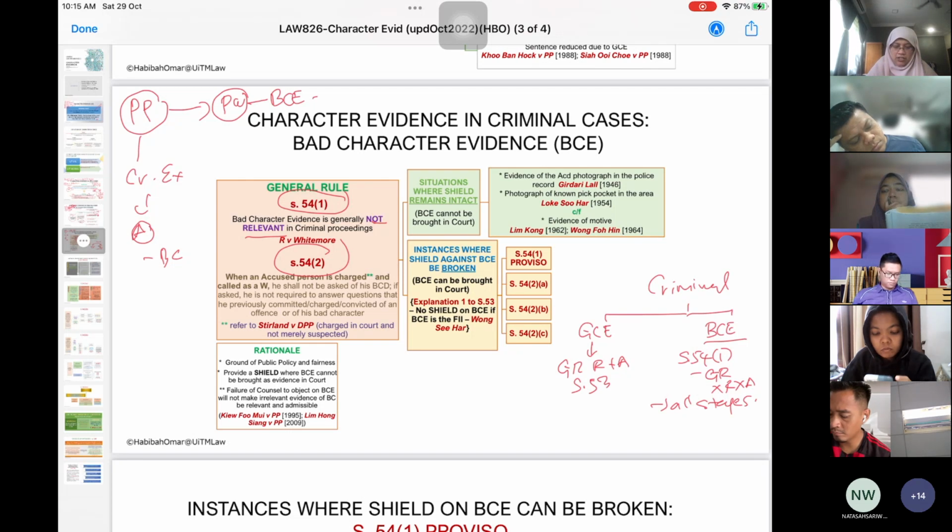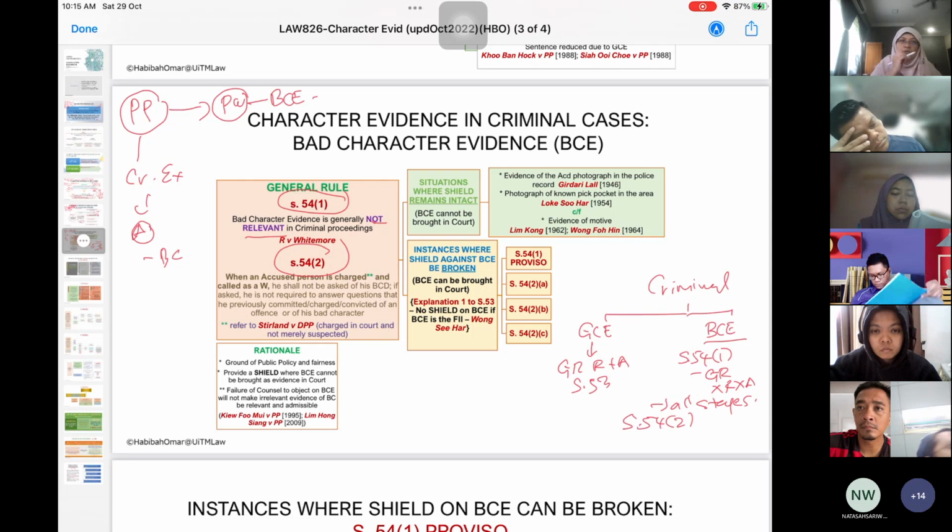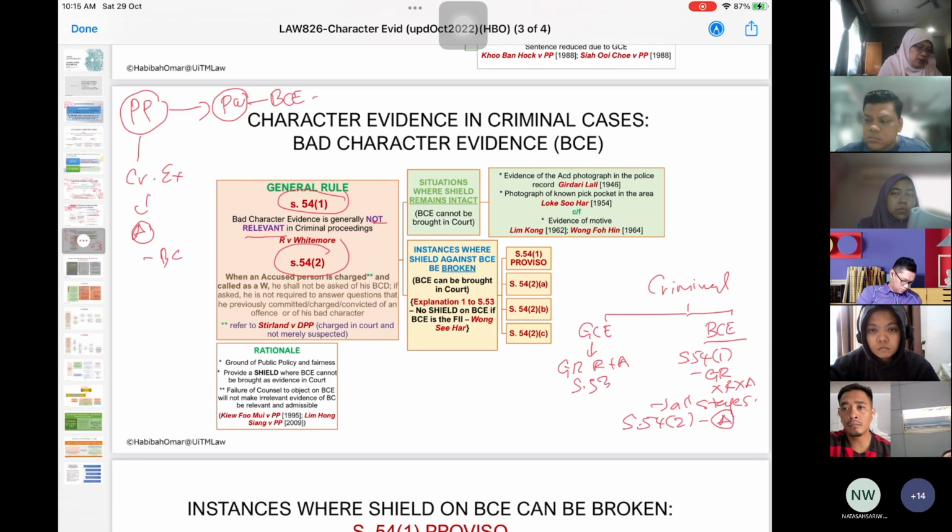A person charged and called as a witness. Apa yang you nampak dekat situ? A person charged and called as a witness. Masa defense cases. Alright. So, in section 54 subsection 2, you are talking about the accused person. Number 1, elemen yang pertama dalam 54 subsection 2 will be, right, I padam sikit.